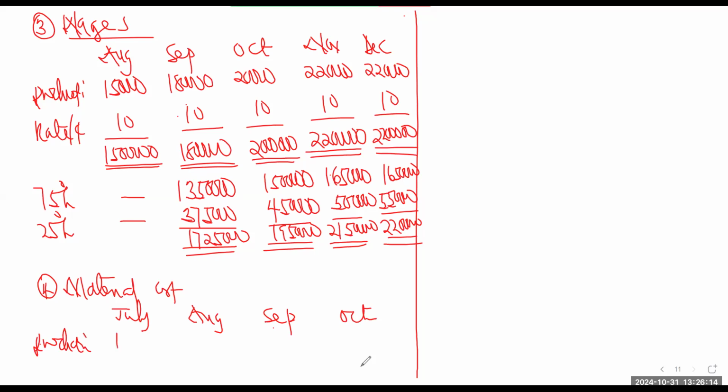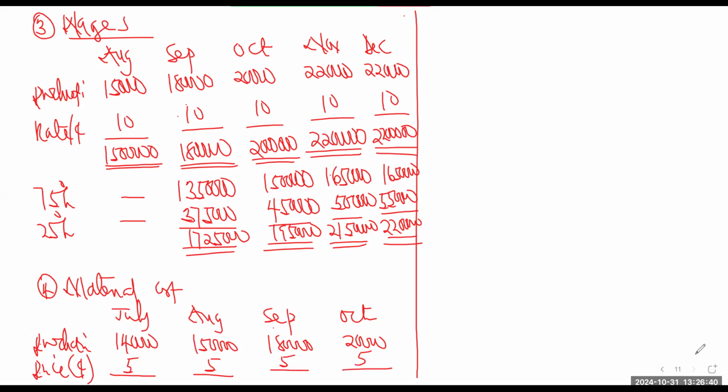140 for July. 140, 150, 180, and 200, isn't it? Yes. Okay, the price is what? 5 each. 5, 5, 5. So what will be the total amount? 700 for July. 700 for July. Yes. So we have 700,000 for July.